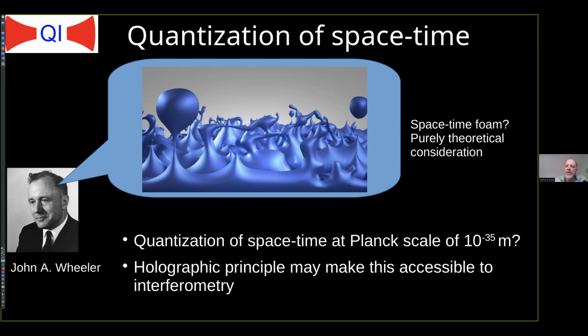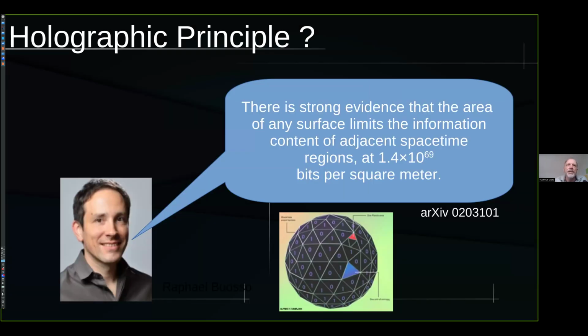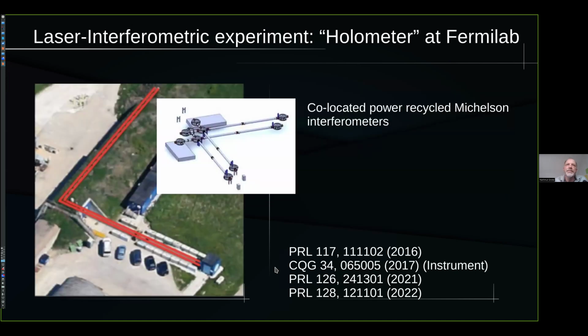However, if we assume a holographic principle, which many physicists do, then with some additional assumptions, this may be accessible to laser interferometry. So in a nutshell, the holographic principle is the statement that the amount of information in a volume can only be as much as the information you can fit on the surface of that volume. And so that can lead to correlations between different regions in space-time in their fluctuations. Those are the assumptions, and these could be explored with laser interferometry.